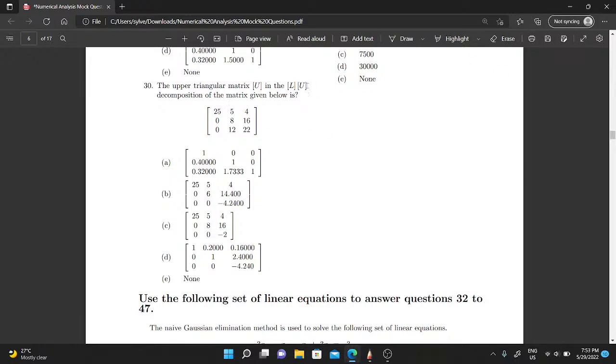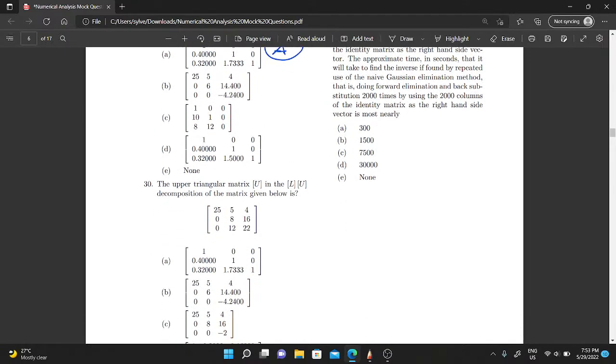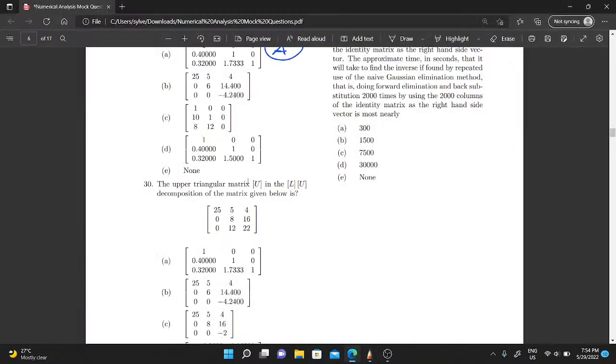The upper triangular matrix U in LU decomposition in the matrix is giving us this. So they told you to find L. Now they're telling you to find U. The advantage of this method is that the second you multiply M2 by A2, you would have gotten an upper triangular matrix. So you can just check with it, and then you just select your answer.